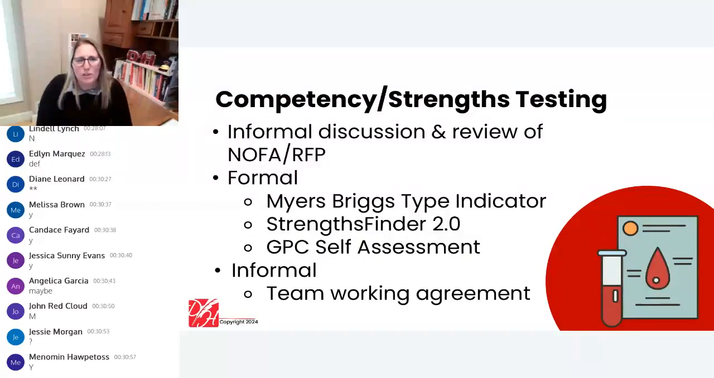Sometimes what helps to drive this conversation is: what does the guideline say? What is the NOFA, Notice of Funding Availability, or the RFP, Request for Proposals, or FOA, Funding Opportunity Announcement? So the instructions, the guidelines. What does the document say?